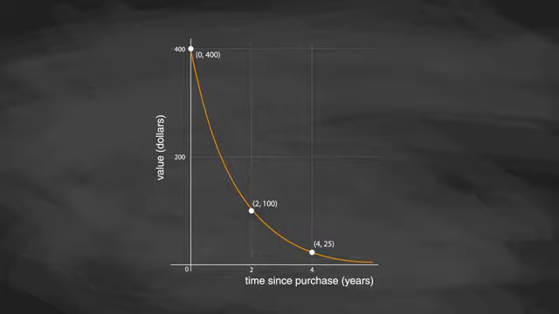Since x is measured in years since the time of purchase, the function's value when x equals 0 would be the value of the computer at the time of purchase. When x equals 0, y equals 400, so the computer cost $400 at the time of purchase.